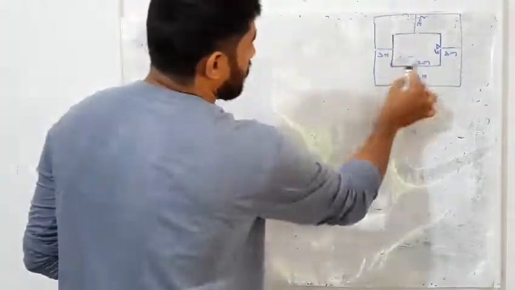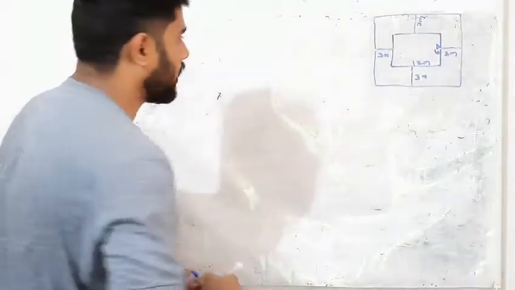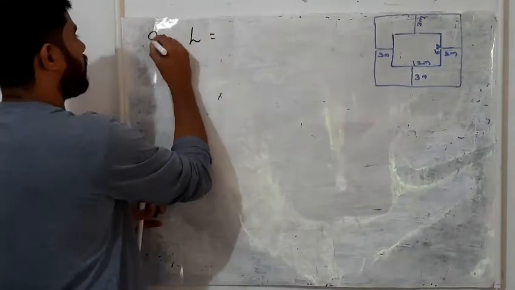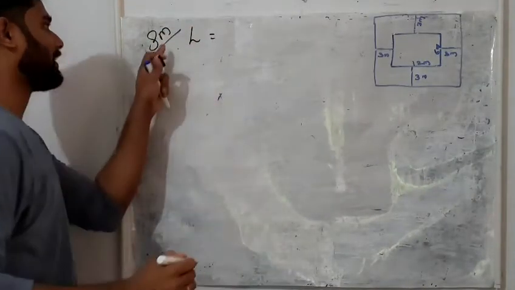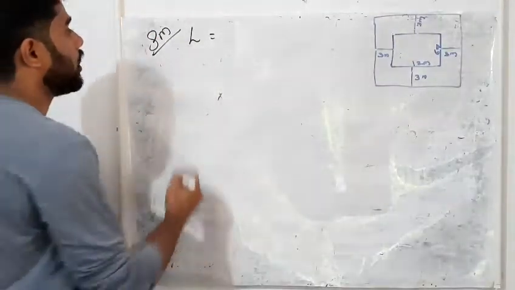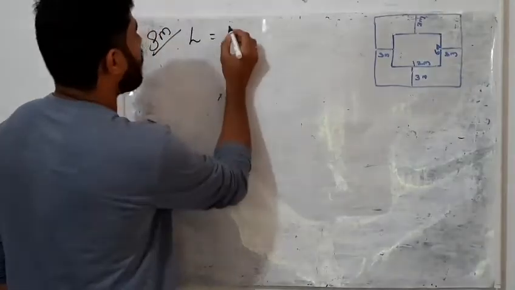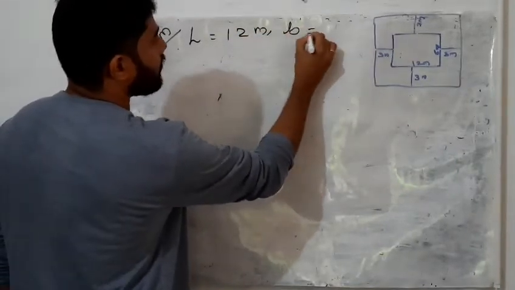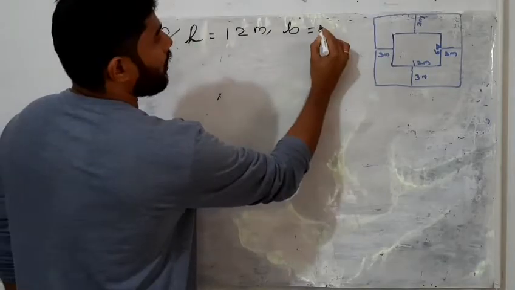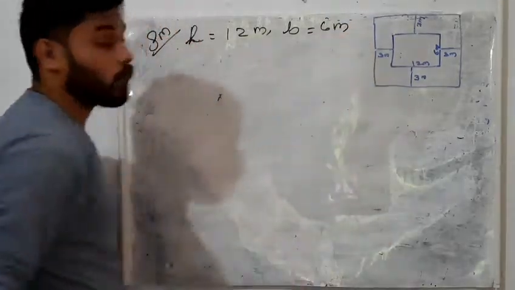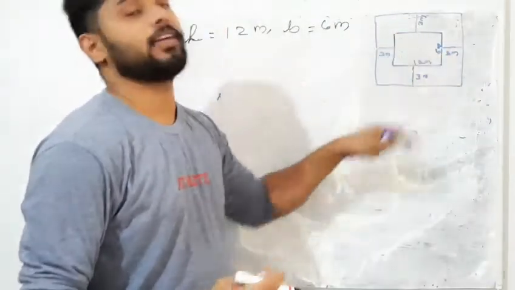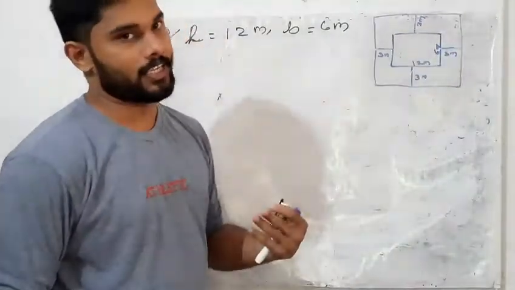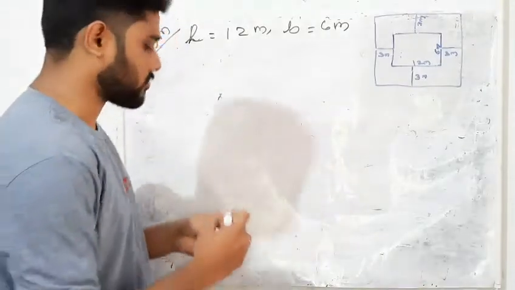First of all, I am taking the garden. Garden means the small rectangle. Small rectangle, garden, length is already given. I am writing SM for small. Length of the small rectangle is 12 meter and breadth is 6 meter. According to our question, it's a garden. It's a rectangle shape. Length is 12 and breadth is 6 meter. It's already given in this question.